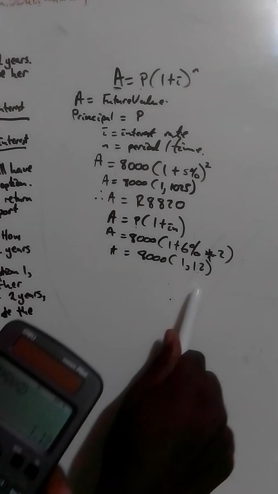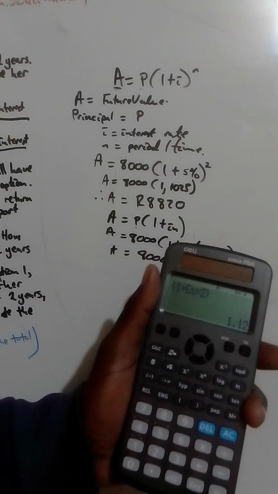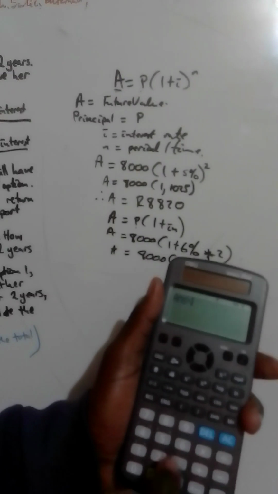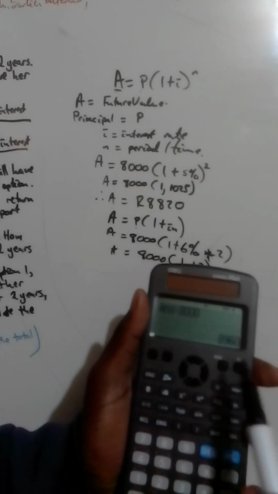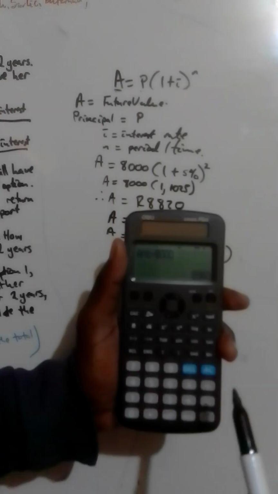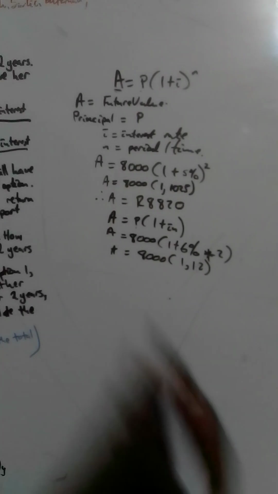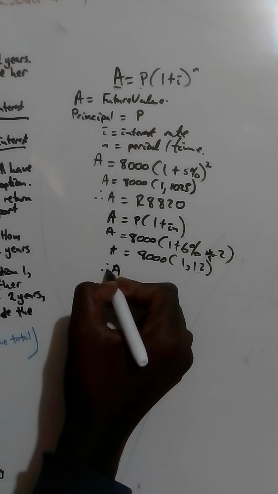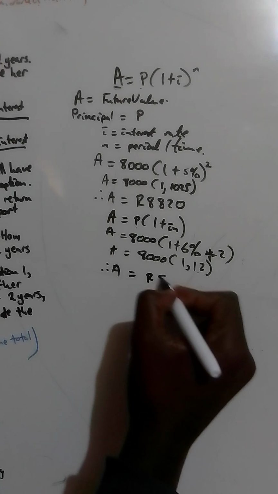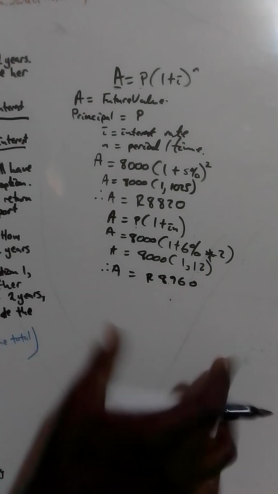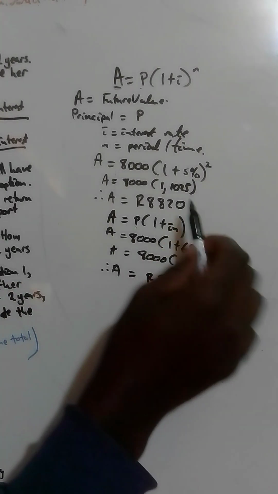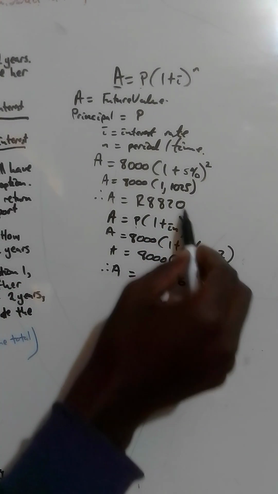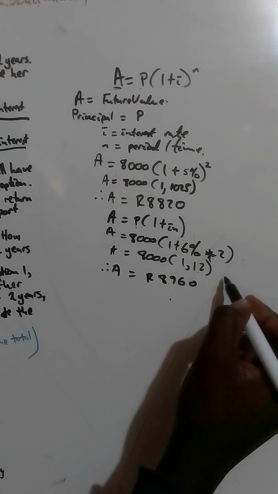Now we're going to multiply these two, 1,12, so we say answer multiplied by 8,000, and we get 8,960. So therefore A is equal to 8,960. Now we compare the two. We found 8,960 under simple interest, and we found 8,820 on the previous question. So which means option 1 is the better option.